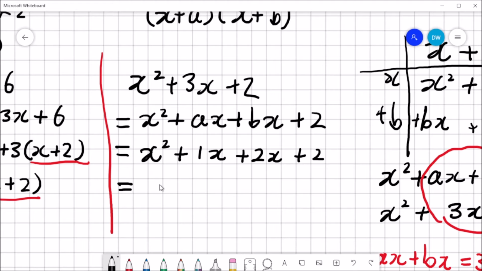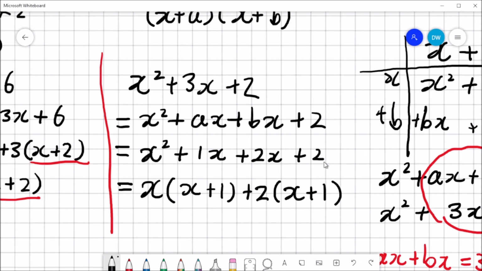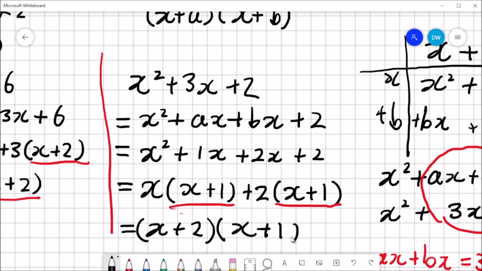And now we can factorize. We can factor x out of these two. So we have x times x plus 1 plus, and we can factor 2 out of this one. So 2 times x plus 1, because we're factoring 2 out of 2x and 2 out of 2 as well. And then, of course, next one we can factor x plus 1 out. So we have x plus 2 times x plus 1. Yeah, so that's what we have.